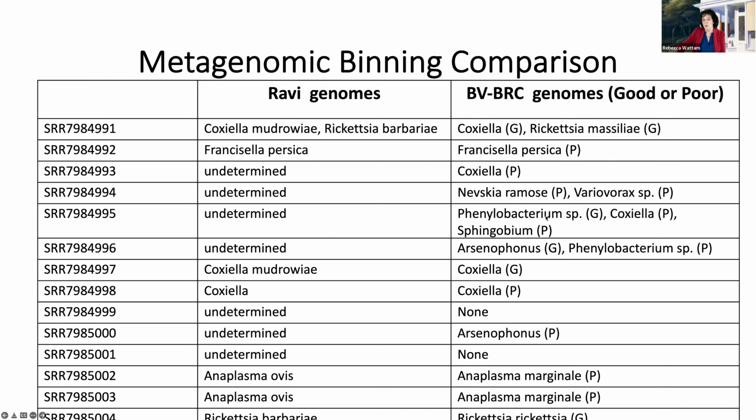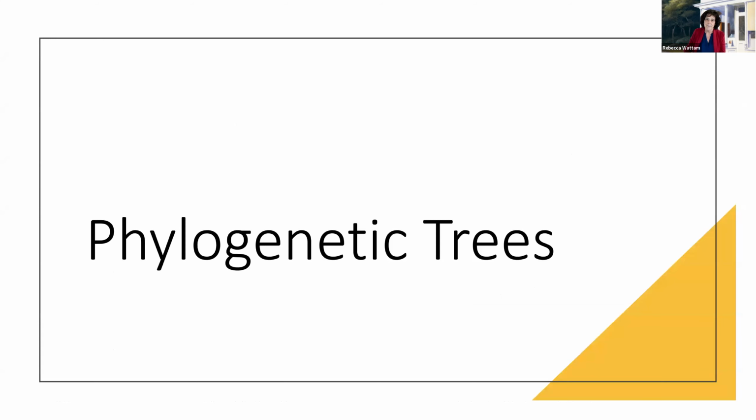Some of them are poor quality, but some of them are good quality, and some weird stuff that I've never seen before, Nevskia, no idea what that is. So we were able to get some good genomes from here. Some of them are good, but we were able to see more from the metagenomic binning service that we use than they were able to see.